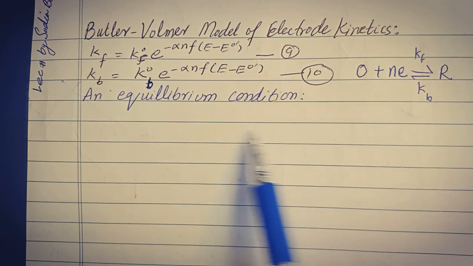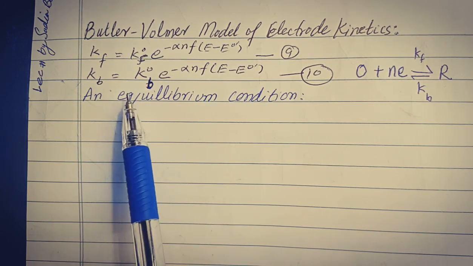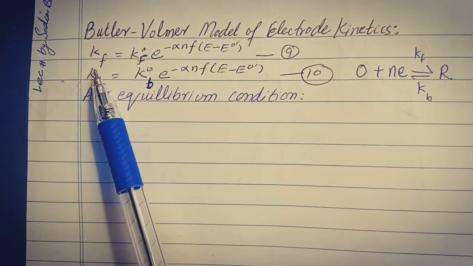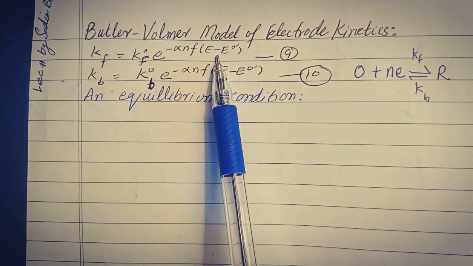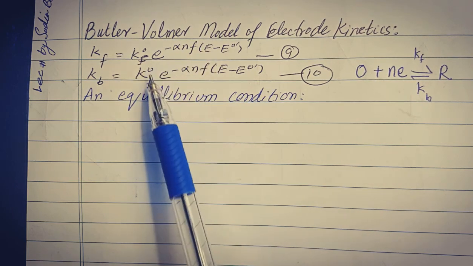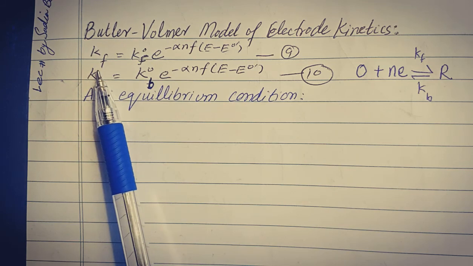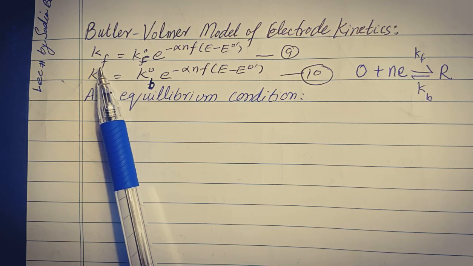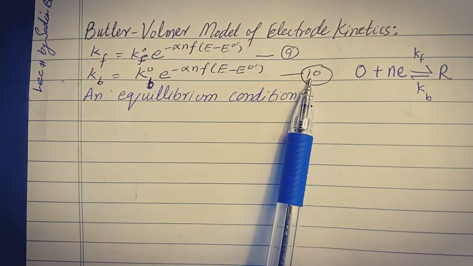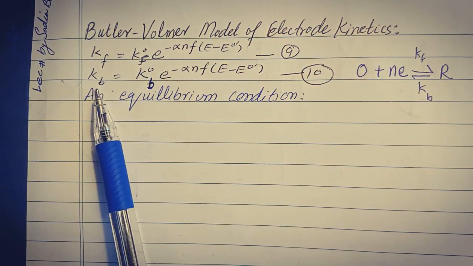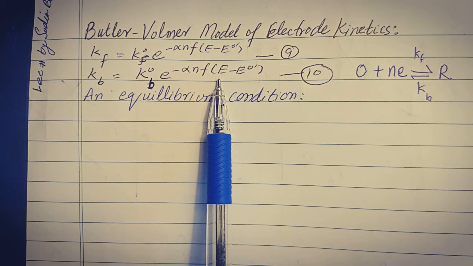And the expressions for the quantitative relationship between these two rate constants and the applied potential over the electrode are given as equation 9, which describes the relationship between the forward rate constant and the applied potential, whereas equation 10 describes the relation of the backward rate constant and the effect of applied potential.